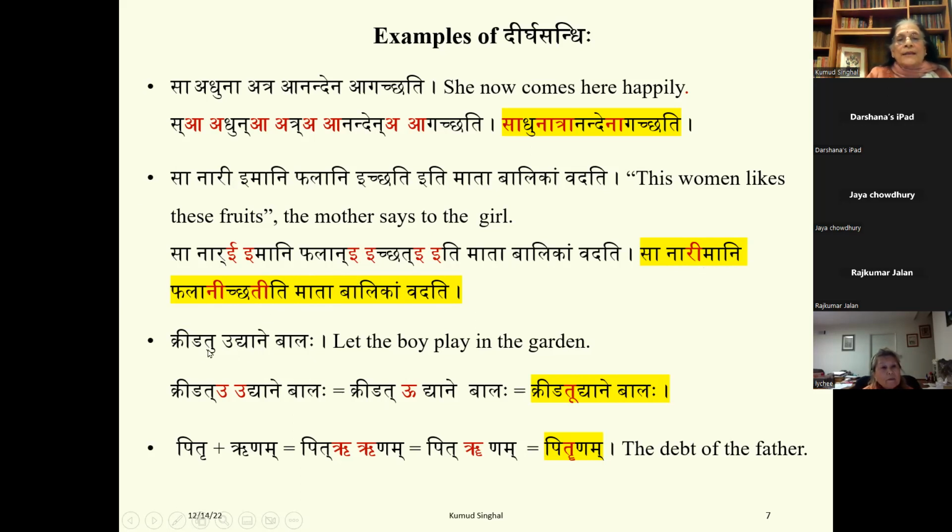In this example, Kridatu udyane balah. This is a lot lakara. So it means let the boy play. Let the boy play udyane, in the garden. So kridatu ends in u, right? And udyane begins with u. So these 2 u's become a long uu. So it will be kridatudyane. So u with ta becomes tuu. Again, these are similar vowels. Then pitra rinam. This is a compound word. So pitra ends with ra. Rinam starts with r. So these 2 become a long rr. So it will be pitrinam, the debt of the father.